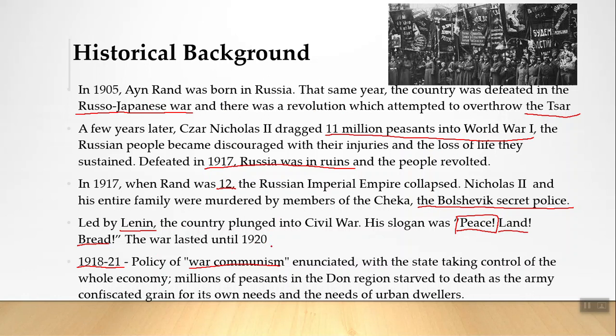The problem is that when communism becomes fully recognized in Russia, the state takes control of the entire economy, and millions of peasants are starved to death because the army is confiscating grain for its own needs and those of the people who are living in the cities. Again, people who had a little bit more money or people who had supported the revolution. So the idea of peace, land, bread, right from the outset doesn't work.